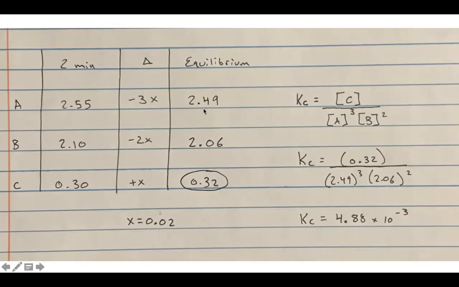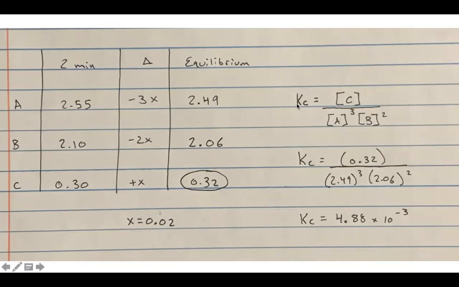Okay, and so at equilibrium, our concentration of A should have been 2.49, our concentration of B should have been 2.06, and our concentration of C should have been 0.32. Okay, from here, we want to solve for our equilibrium constant.